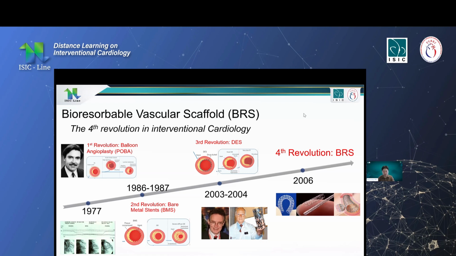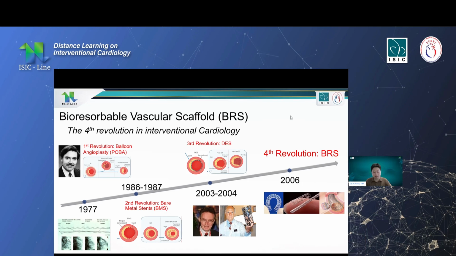However, the rate of in-stent restenosis is still very high. And that's why DES was developed, which is also considered to be the third revolution. And DES has shown significant superiority to BMS in multiple studies. However, there are still many safety concerns of drug-eluting stents, and that's why the bioresorbable scaffold technique was developed as the latest revolution, also known as the era of intervention without implantation.